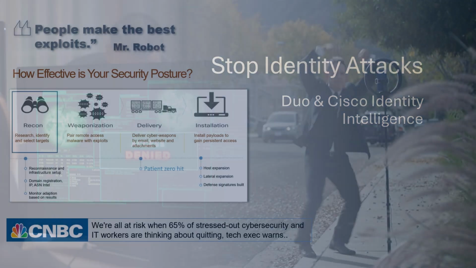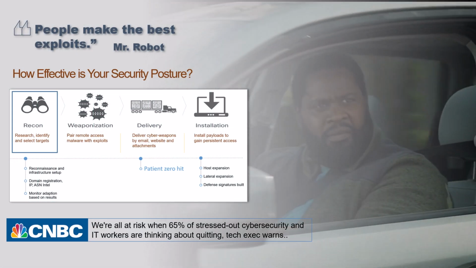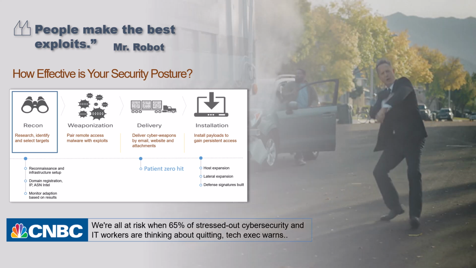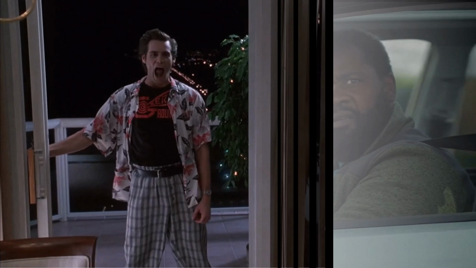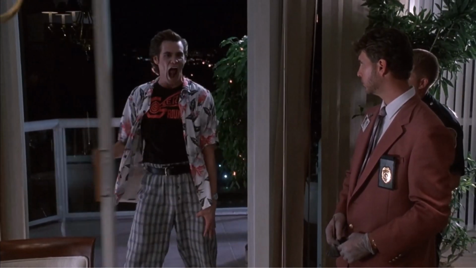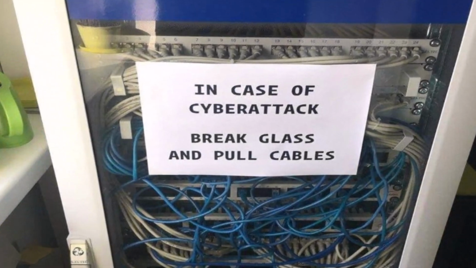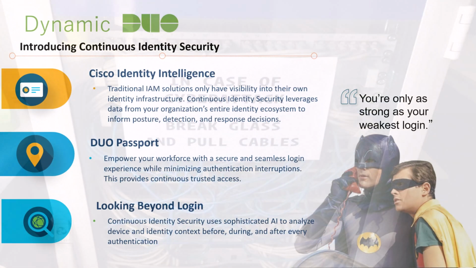Identity is the new perimeter. You don't have to be a James Bond supervillain to hack these days. People make the best exploits. And once you get your foot in the door, you can't use old school methods to prevent the spread of lateral movements in your environment.